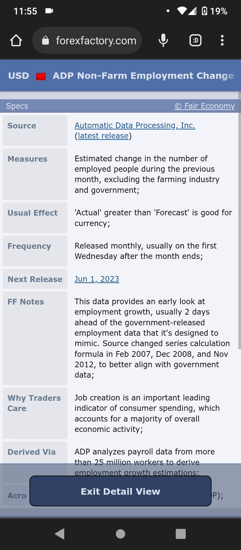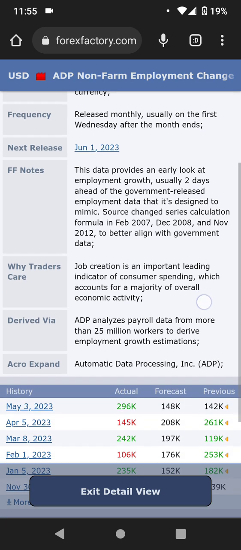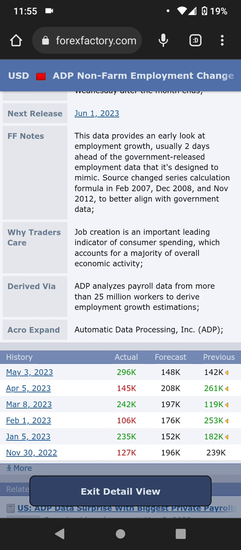Job creation is an important leading indicator in consumer spending. Okay, so in consumer spending, ADP analyzes payroll data for more than 225 million workers. All right, so you can see it may have been green, but it meant consumer spending. So although they got 296,000, the consumers of ADP spent that 296,000, meaning we took that new 296,000 off our cards. So now I'm understanding the news. Okay, so let's get back.